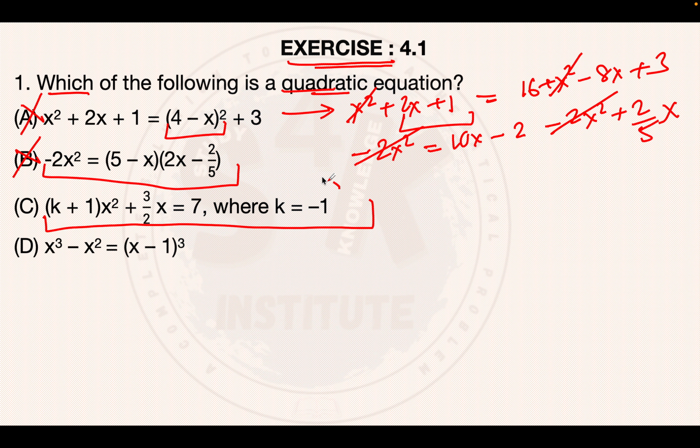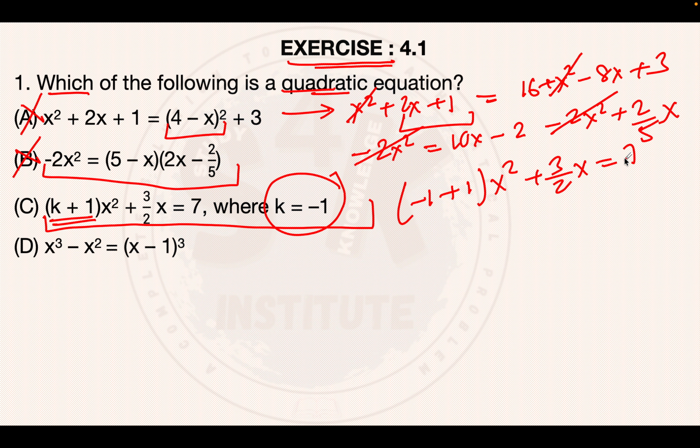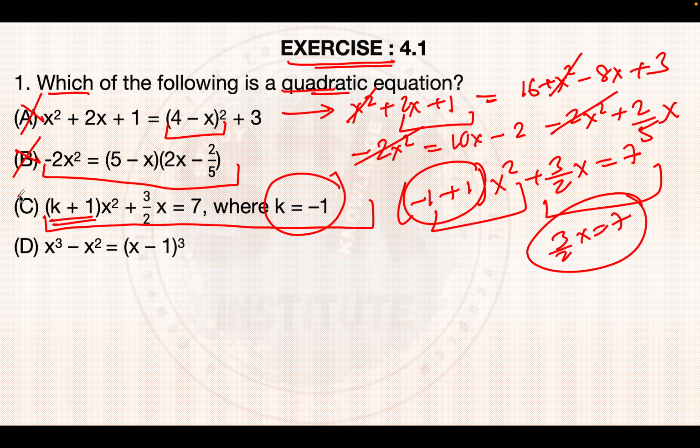Okay. Now the third one. Here it is saying that k value is negative 1. So if you put negative 1 here, it will become negative 1 plus 1. So it becomes this plus 3 over 2x is equal to 7, right? So this becomes 0. 0 times anything will be 0, right? So it becomes this linear equation only, right? So it is also not a quadratic equation.